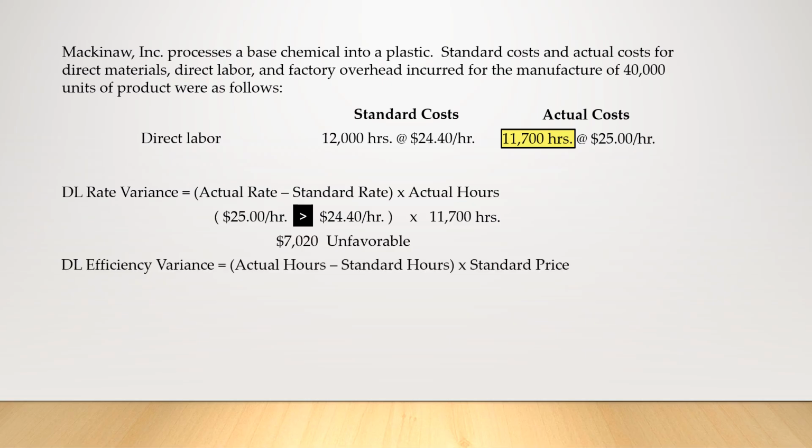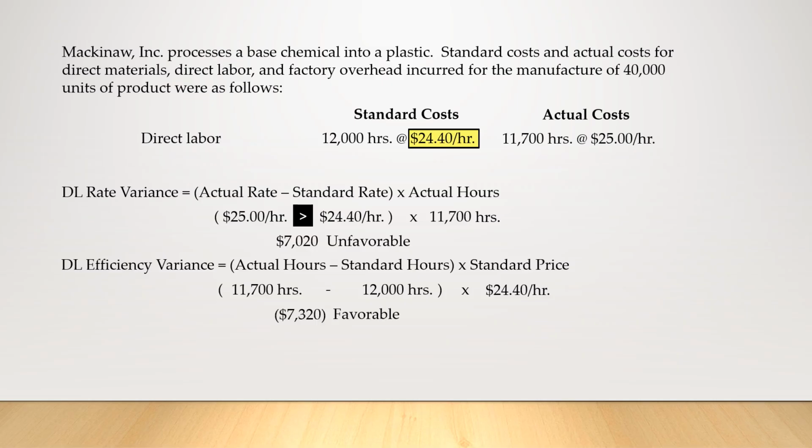The direct labor efficiency variance compares to the direct materials quantity variance. Take the difference between the actual and standard quantities, then multiply it by the standard labor rate of $24.40 an hour. The variance is $7,320 favorable because the actual labor hours are less than the standard labor hours.